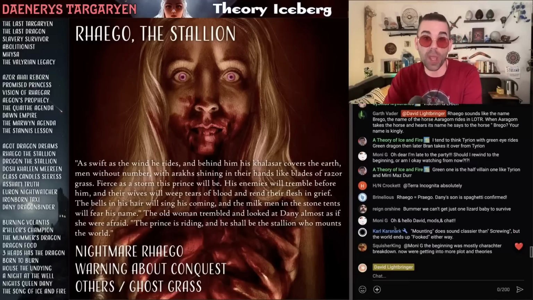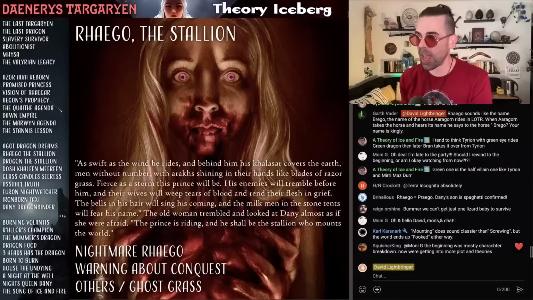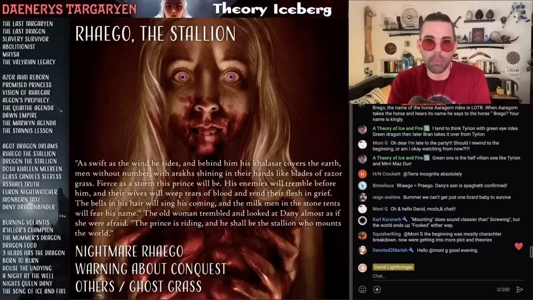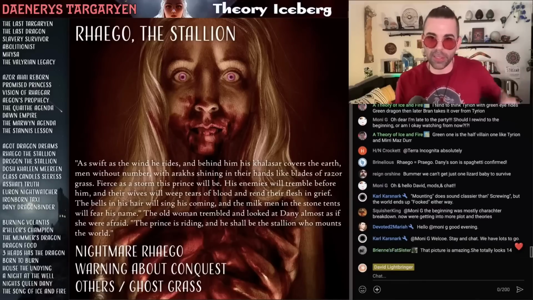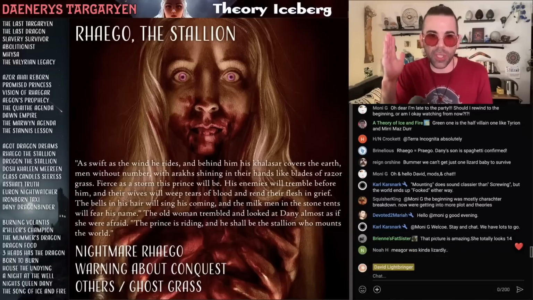But this Rhaegar thing is a warning, and it's very important coming early in the story. Now, not only does this prophecy sound vaguely sinister, it's also specifically sinister. So there's a Khalasar, men without number. They hold shining blades in their hand, and the blades are like razor grass. Now, think of a type of grass that looks like shining blades that covers the earth.